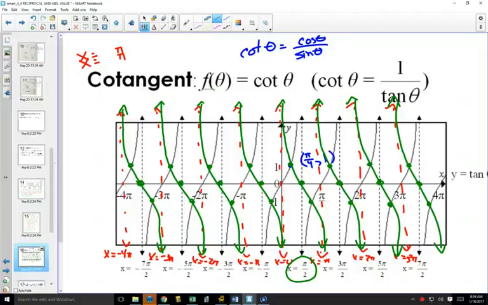What's your domain going to be? Everything except for k pi. What's your range going to be? Y is an element of the reals. It's everything. So those are your reciprocal graphs: cosecant, secant, and cotangent.